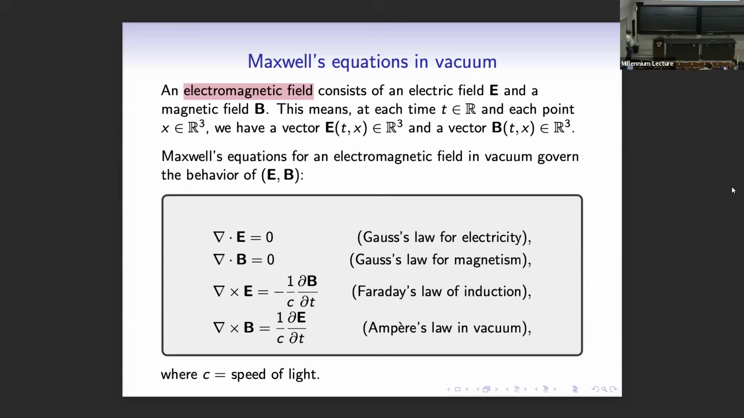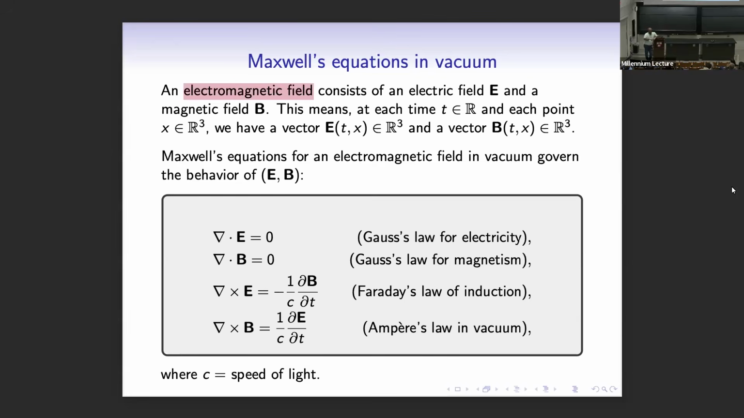Maxwell's equations tell us that in the vacuum, if you don't have matter, this E and B should obey these equations. The divergence of E and the divergence of B should both be 0, where the divergence is in the space coordinates, and the curl of E and the curl of B should be related to the time derivatives of B and E via these equations, where c is the speed of light. Okay, so these are 4 equations that should be obeyed, and that was experimentally seen.